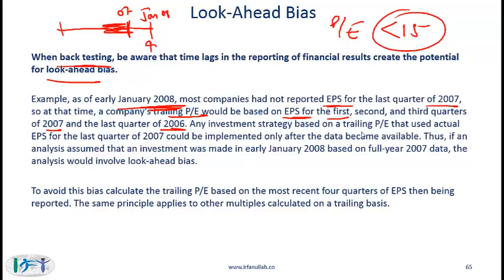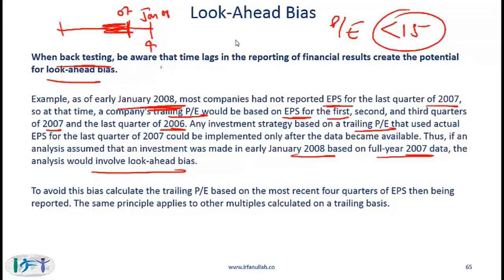Any investment strategy based on the trailing PE that used actual EPS for the last quarter of 2007 could be implemented only after the data became available. Thus, if an analysis assumed that an investment was made in early Jan 2008 based on full year 2007 data, the analysis would involve look-ahead bias.